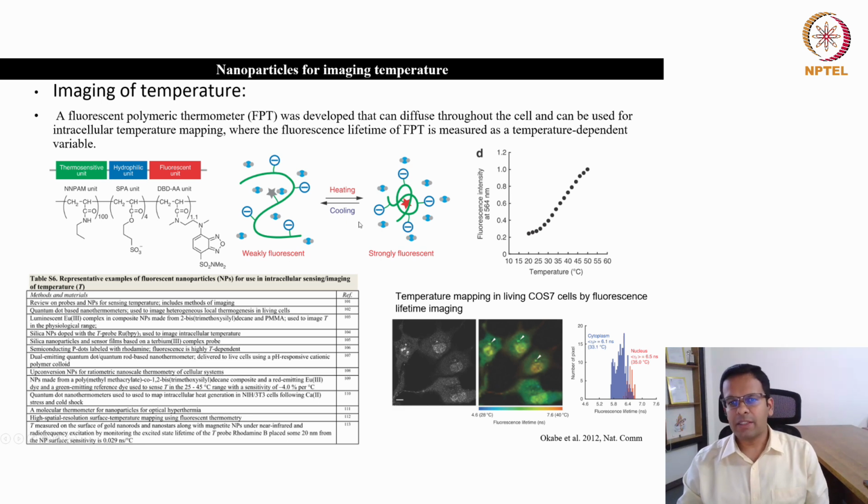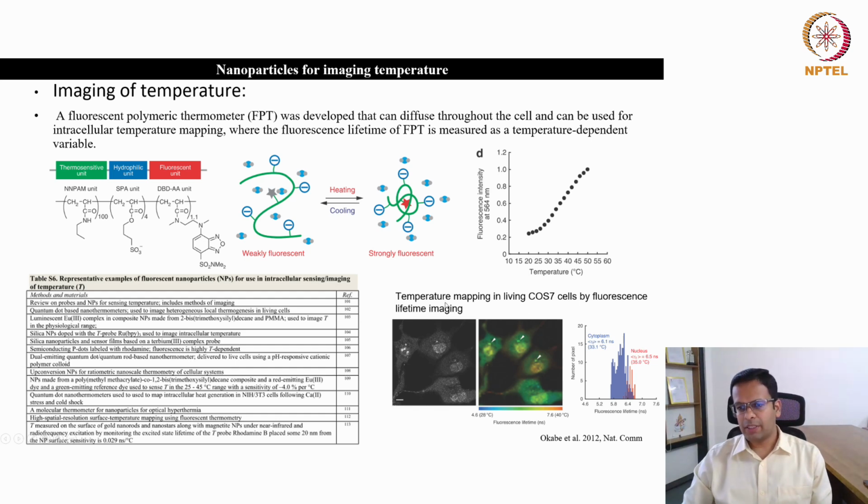Using this thermometer, you can see fluorescent intensity at 564 nanometer, and it can detect the temperature from 20 degree to almost 50 degree. It gives this kind of a curve. So as the temperature increases, the fluorescence increases.